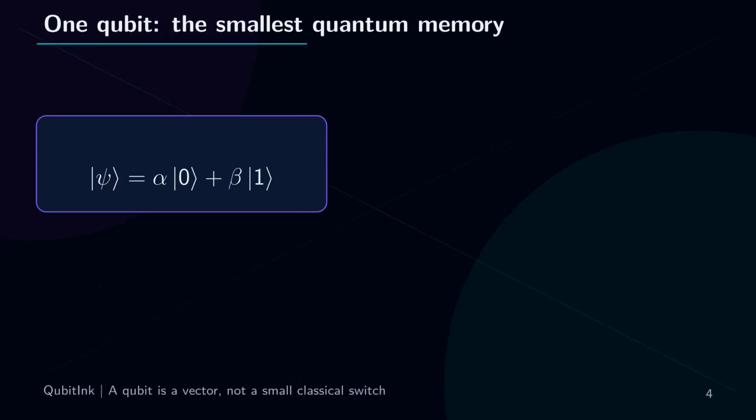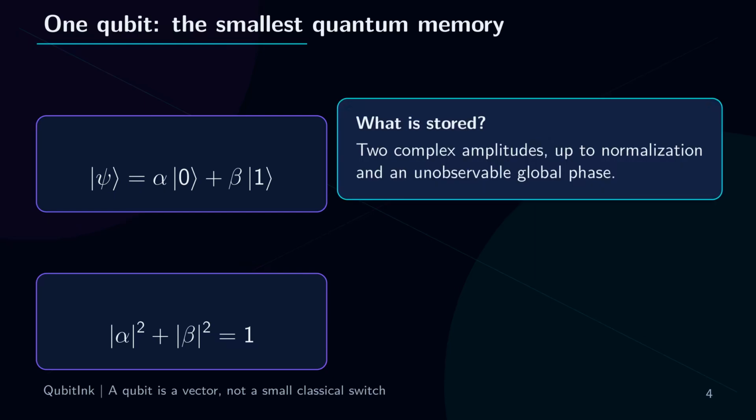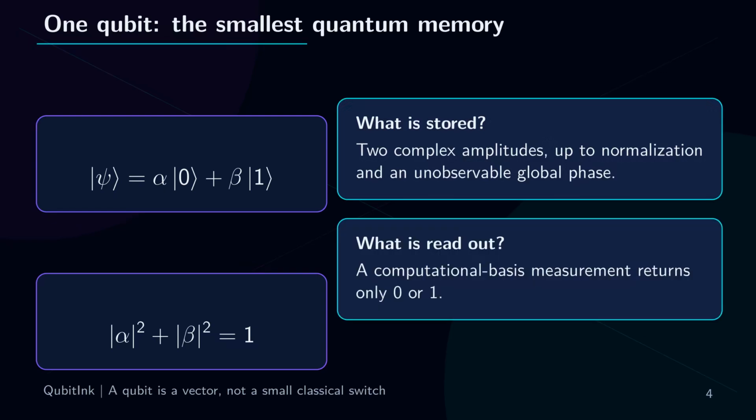A single qubit is written as alpha ket 0 plus beta ket 1. The amplitudes alpha and beta are complex numbers. Their squared magnitudes add to 1 because total probability must be 1. This is already different from a classical switch. The state is not merely 0 or 1 before measurement. It is a vector. What we store mathematically is the amplitude structure. What we read out from a standard measurement is only 0 or 1.